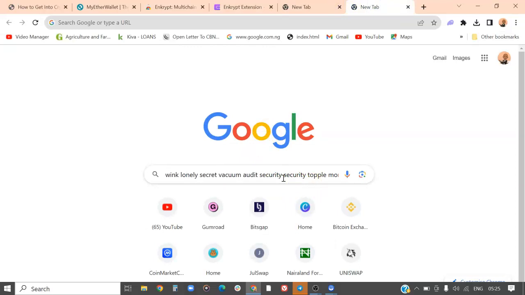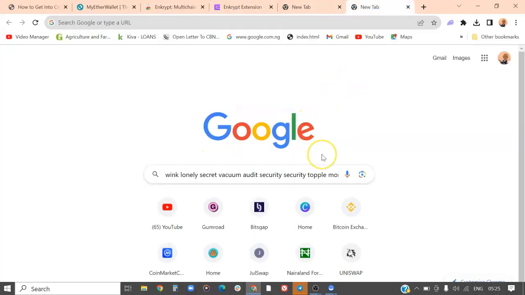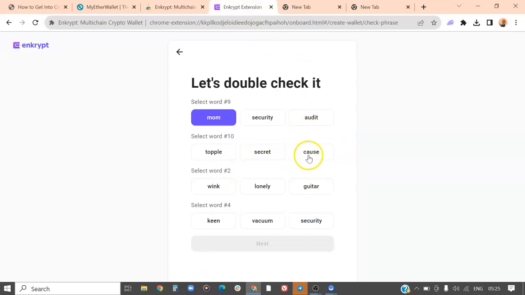Okay, one, two, three, four, five, six, seven, eight, nine. Nine could be, I think, mom. Mom is the number nine word, right? So let me go back and say number nine is mom. The number 10 will be what? Let me check. After mom, we have what? After mom, they will have course. Okay, so course is the next one.